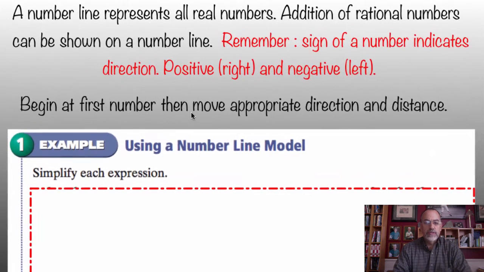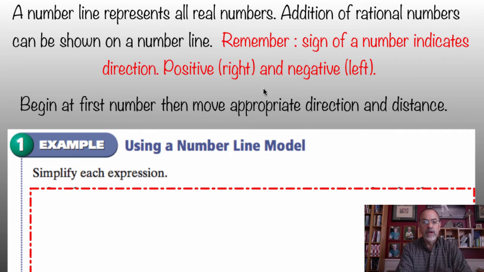A number line represents all real numbers. So when you draw a number line, you're actually drawing a graphical picture of all possible real numbers. And we can show addition of rational numbers on a number line. And the way we want to do this is remember a couple things, and we'll talk more about this later in the lesson, about a positive sign and a negative sign.